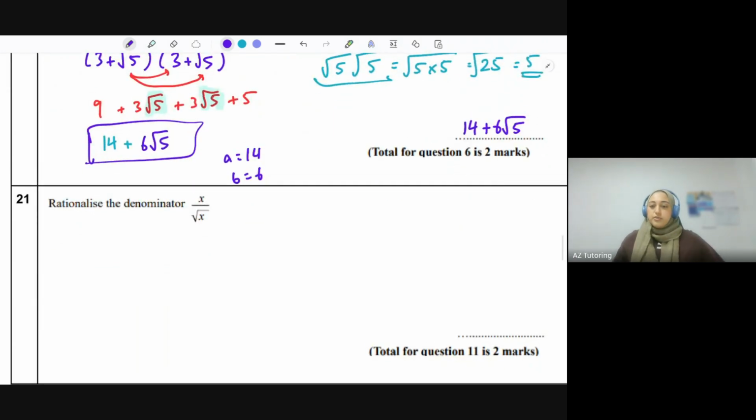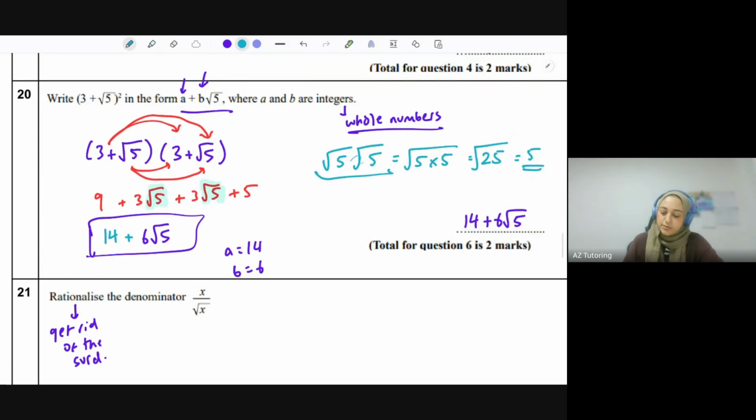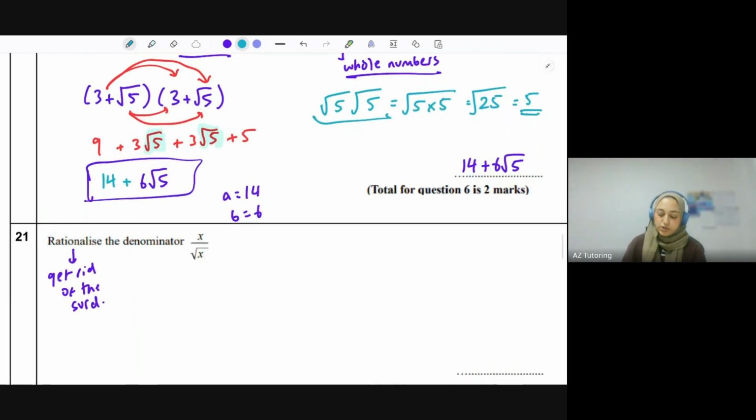Okay, rationalize the denominator. Now, what rationalize means is get rid of the surd, basically. What you need to remember in maths is we don't like surds in the denominators, but we don't mind them in the numerator. That's fine. So here, we need to get rid of it in the denominator. So the rule is we just times, remember how we said up here? If you times the surd by the same surd, the surd cancels out. That's what we do in rationalizing.